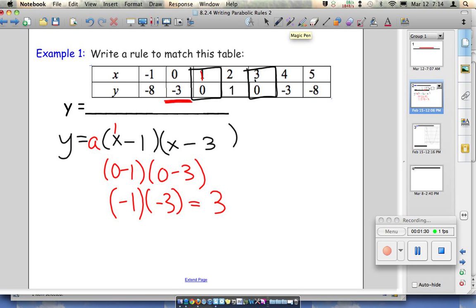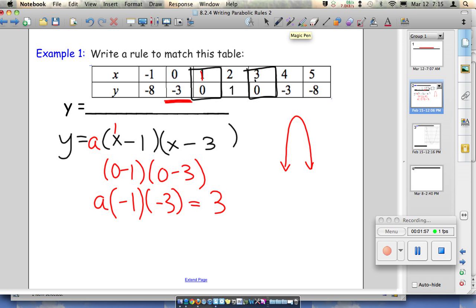An a value is a number, a single number. It doesn't involve x. It's a number in front of the factored form that stretches the graph, that makes it taller or shorter. It'll make it either grow really fast or grow a lot slower. It also flips the graph. If the graph is upside down, that means my a value is negative. So I need to figure out what the a value has to be.